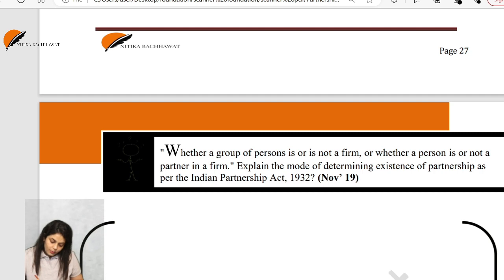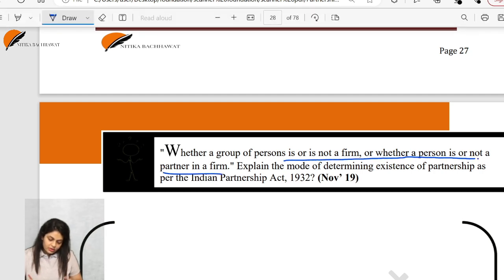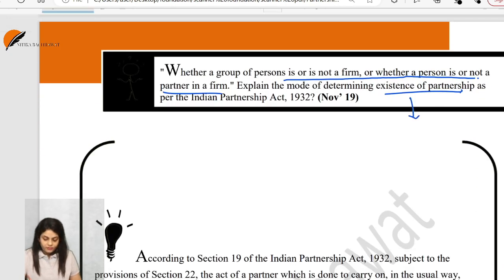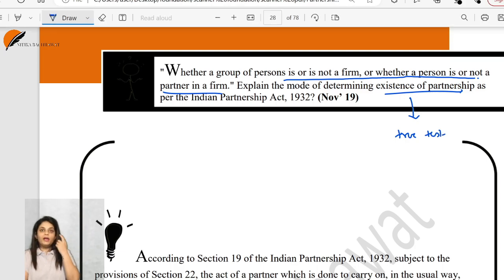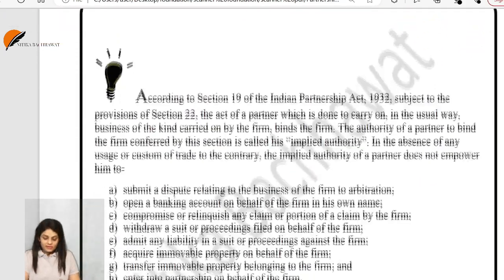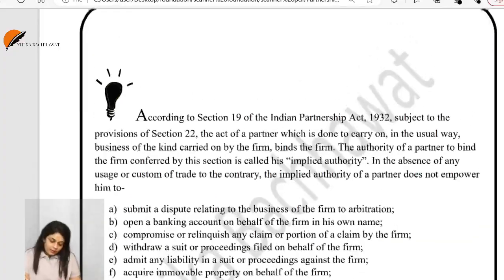Whether a group of persons is or is not a firm, or whether a person is or is not a partner, what is the proof of existence of partnership? This you have to write again about the true test of partnership, which we had already done. Sharing of profits is the prima facie evidence.